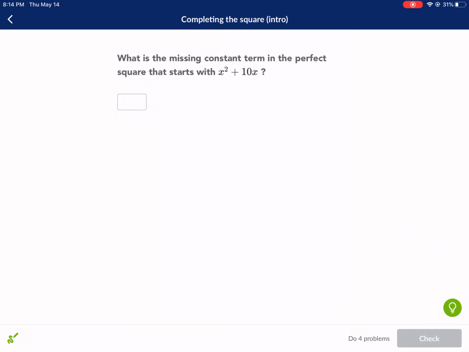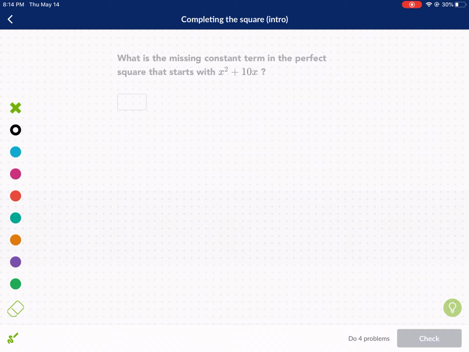Today we're going to be doing a Khan Academy tutorial on completing the square. This is the intro. Now what does it mean to complete the square? When we're talking about completing the square, we're talking about a perfect square trinomial. So if I have an example, x squared plus, we'll say 8x plus 16. This is a perfect square trinomial.